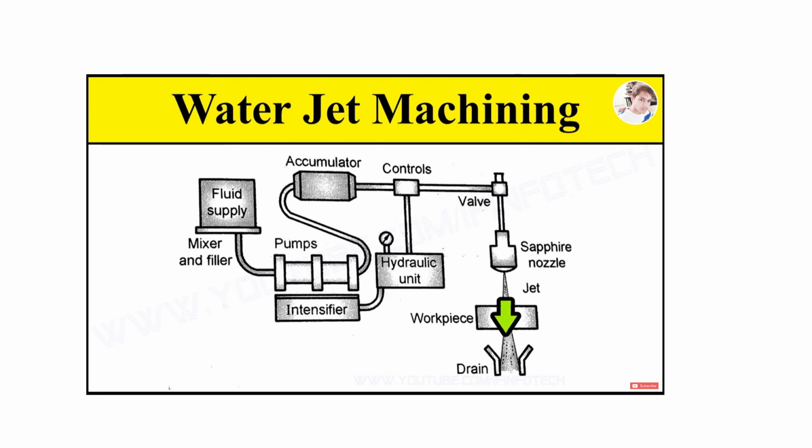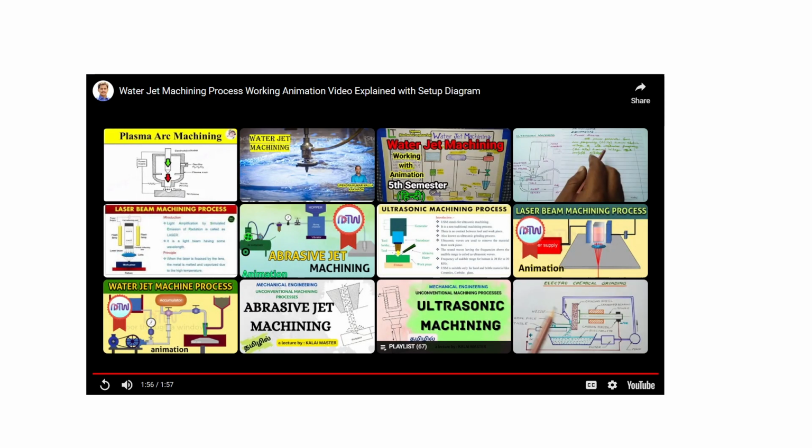A high velocity water jet is produced by the nozzle. When these water jets strike the workpiece, stresses are induced. These stresses are used to remove the material from the workpiece. So we have seen how this water jet machining is being used.